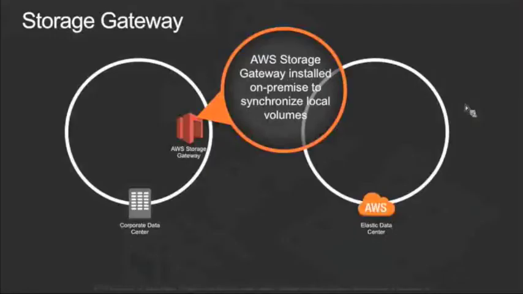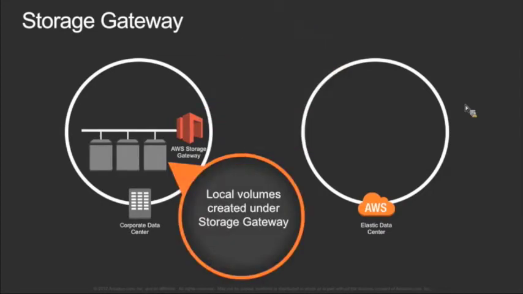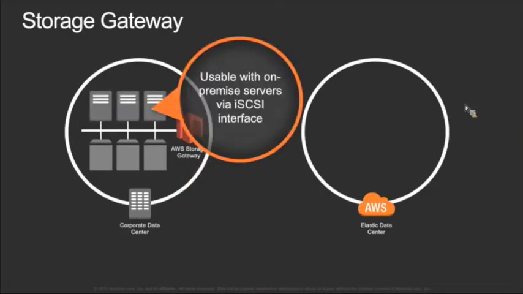Let's move on and talk about the storage gateway. So this is a slightly unusual AWS product or service in the sense that you install it on your own premises. Okay, so the storage gateway is installed on your premises, and it synchronizes local volumes to Amazon S3. You create local volumes on that storage gateway, which are made available to you using the iSCSI interface. So you would mount the volumes that are made available on your storage gateway on the hosts using an iSCSI initiator.